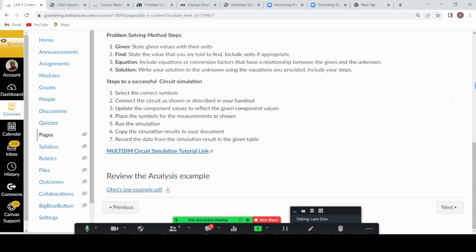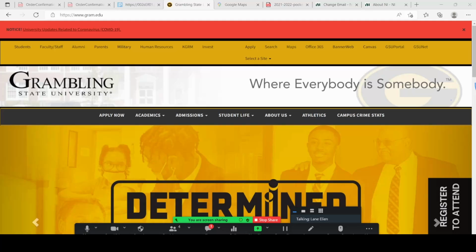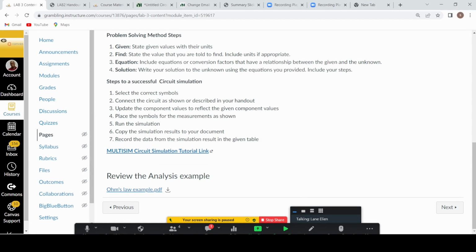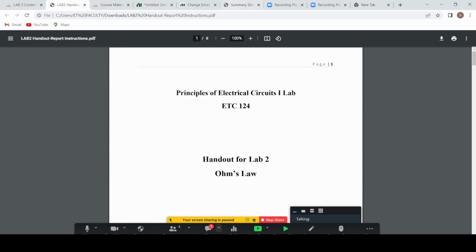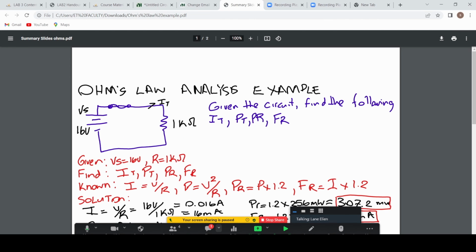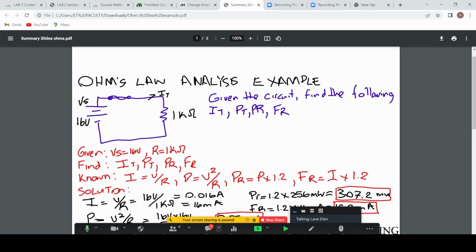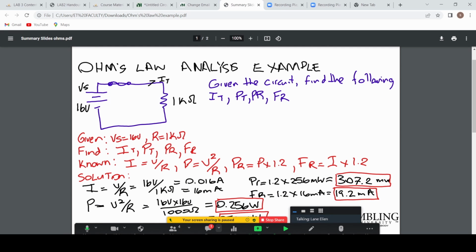Here we have an example of analysis. Now I already opened this. I'm going to share it with you. Example of analysis. Okay, where is it? Okay, give me a second. Okay, here it is. So here is the example of Ohm's Law analysis. Let's make it a little bit bigger.